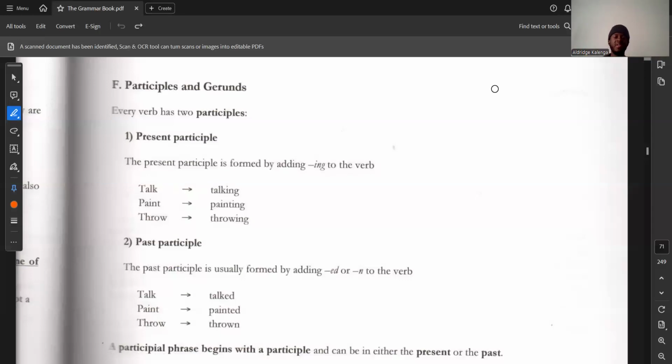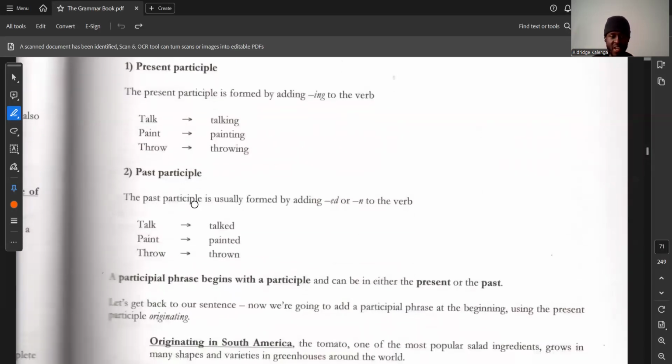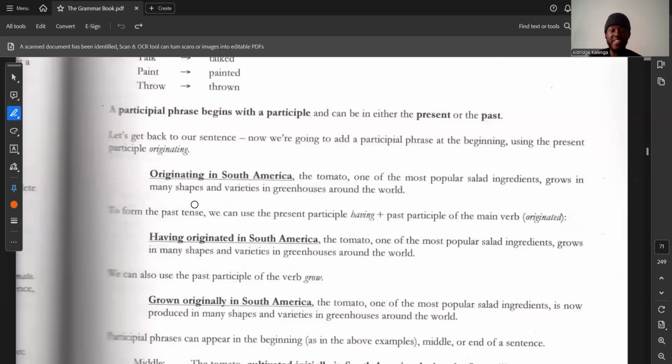Participles and gerunds. Okay, so these are just like adding ing to nouns and verbs. So we have some participles here: talk, talking, paint, painting, throw, throwing. Talk, talked. Yeah, all that good stuff. A participial phrase, just like a prepositional phrase begins with a preposition, begins with a participle. You do not need to remember that. There's a bunch of examples here, right? You can have the phrase at the beginning, the middle, or at the end.